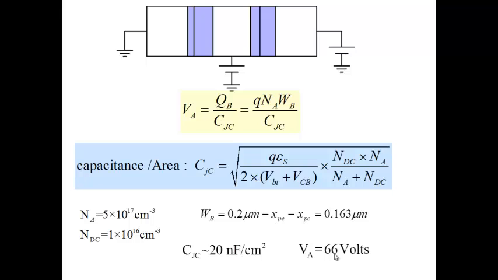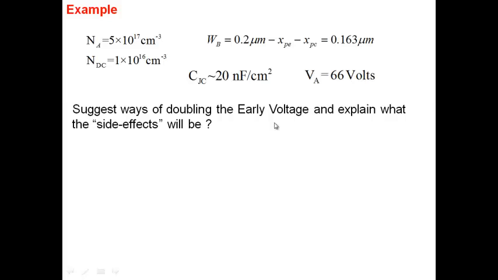Okay. So, a fairly simple derivation and an easy to remember equation, except for CJC, a slightly longer term. As I said, these are the dopings that I just showed you. This is the base width, 0.163 micron. This is the junction capacitance. And this is the early voltage that we get here.